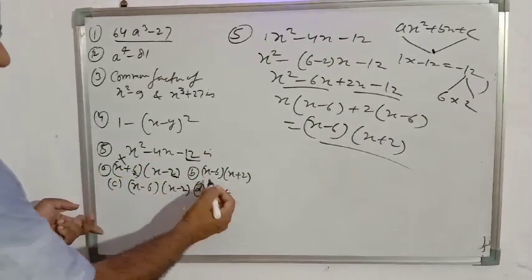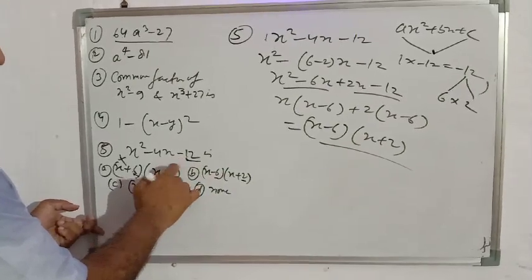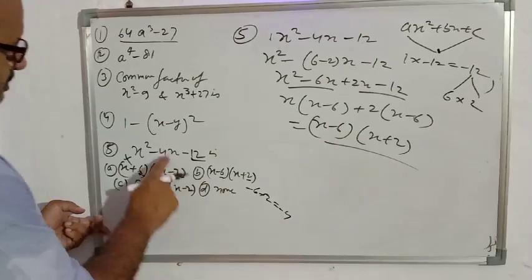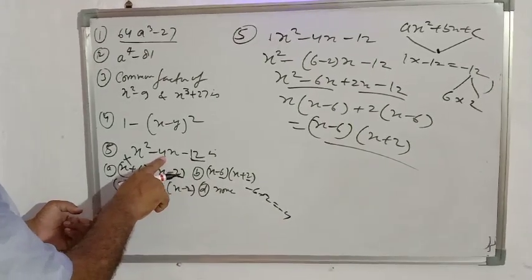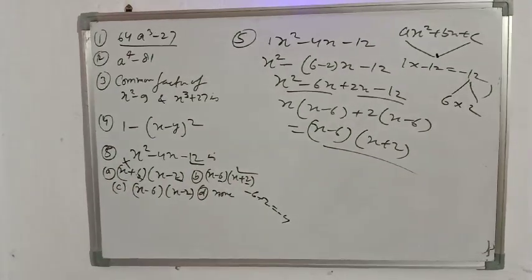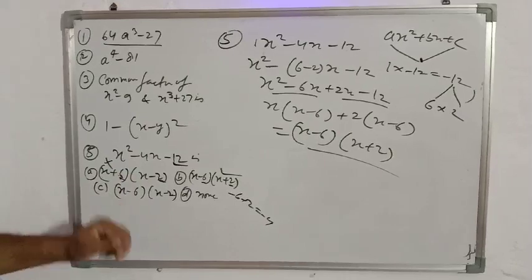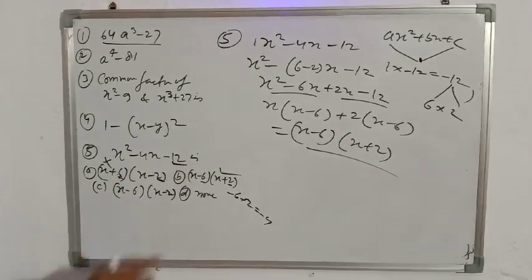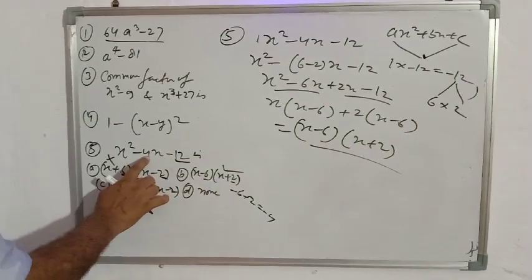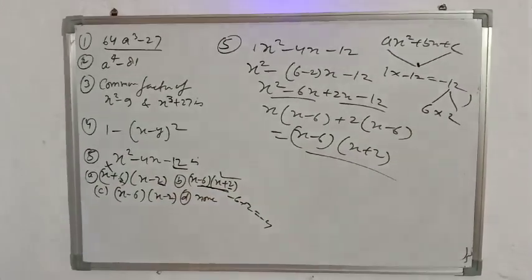Check the second one. Minus 6 into 2, minus 12. So the constant is correct. Minus 6 plus 2, minus 4 is coming here in the middle term. So this answer is correct. No need to check the other options. So with the help of options, you can tell the correct answer directly. So minus 6 into 2 is minus 12 and minus 6 plus 2, minus 4 is coming. x into x, it will come x square.